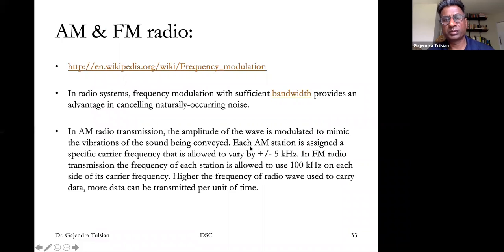And by the way, each AM station is assigned a specific carrier frequency that is allowed to vary by plus or minus 5 kilohertz. So if an AM station is at 1 megahertz, it can vary plus or minus 5 kilohertz. In FM radio transmission, the frequency of each station is allowed to use 100 kilohertz.